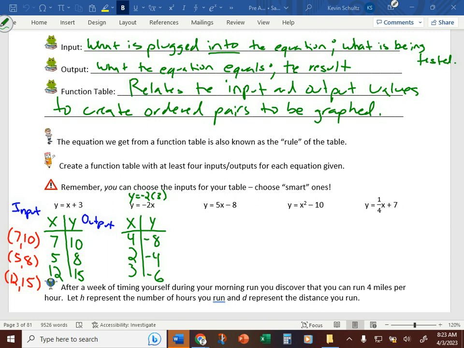Do the next one on your own. Make a function table, an xy table for y equals 5x minus 8. Your answers are all going to be different because you're all doing this individually. Pick a value for x, plug that in to the equation, and see what the result is. What is the output?